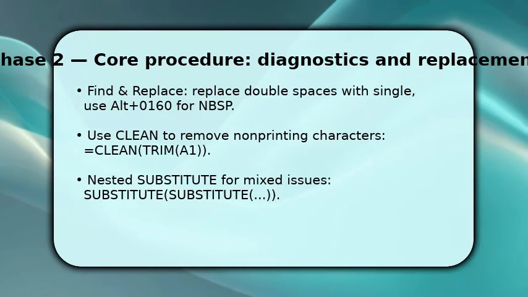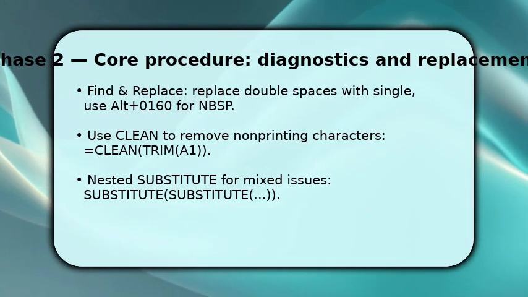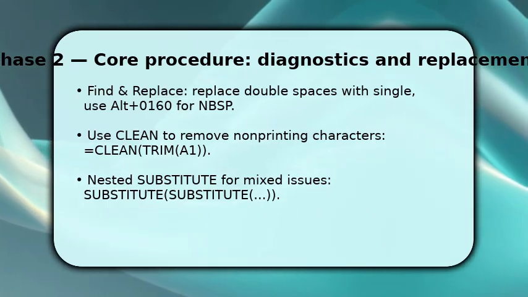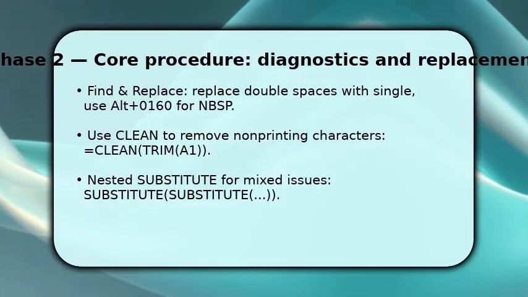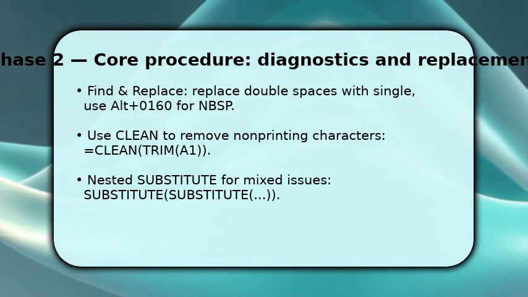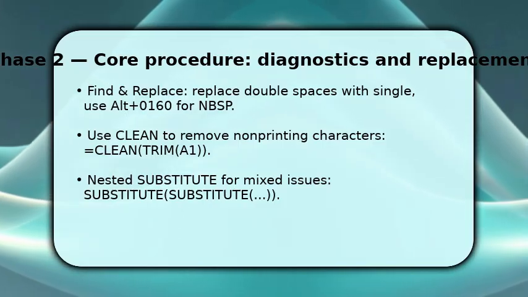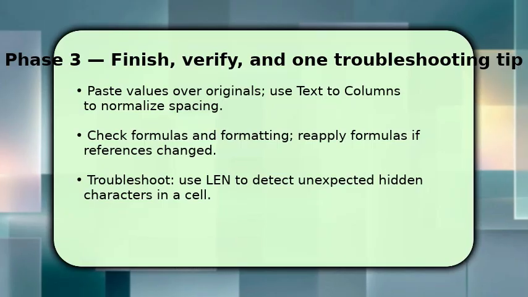For invisible characters, wrap CLEAN around TRIM, =CLEAN(TRIM(A1)), to remove non-printing characters. If you face mixed anomalies, nest SUBSTITUTE calls to sequentially remove different patterns. This gives precise control. Finish by pasting values over the original range so you keep clean text only.